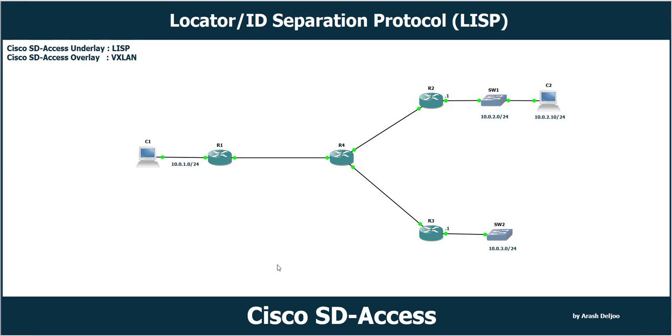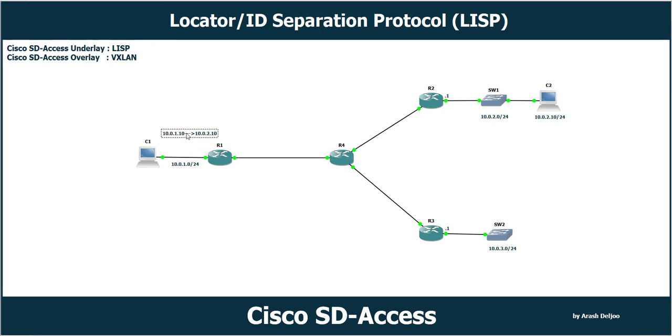As you can see here, we have 4 routers: router 1, router 2, router 3, and router 4. Computer 1 is connected to router 1, to the network 10.0.1.0/24, and computer 2 is connected to switch 1, connected to router 2. In traditional forwarding, when we want to forward traffic from computer 1, the source IP is 10.0.1.10, for example, and the destination IP is the IP of the receiver, PC2, 10.0.2.10.